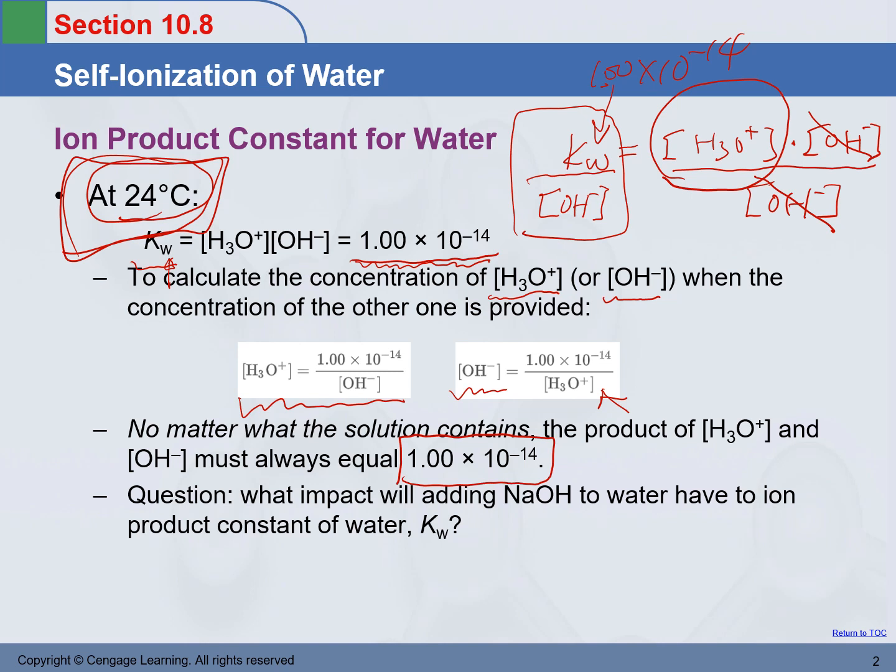What impact will adding sodium hydroxide have on water, on the ion product constant of water, on Kw? Okay, if you add some sodium hydroxide to water, how will that affect the Kw value?